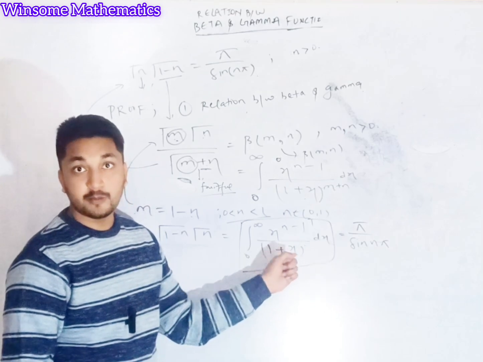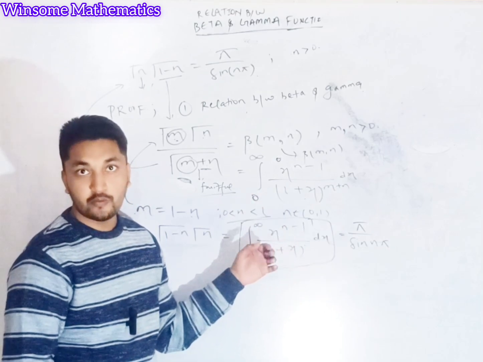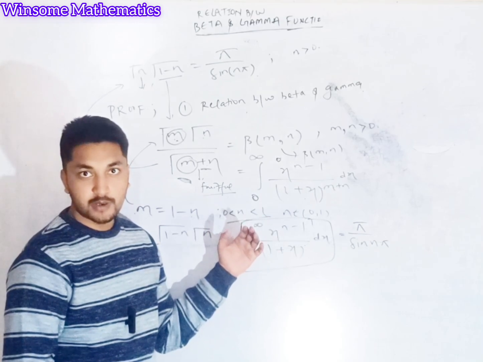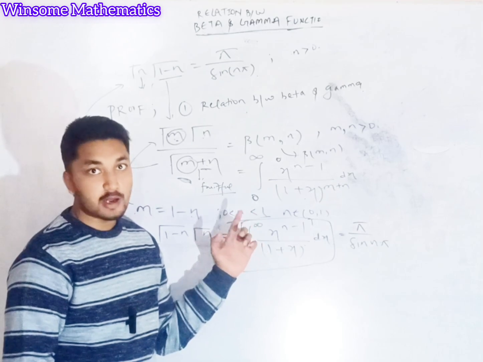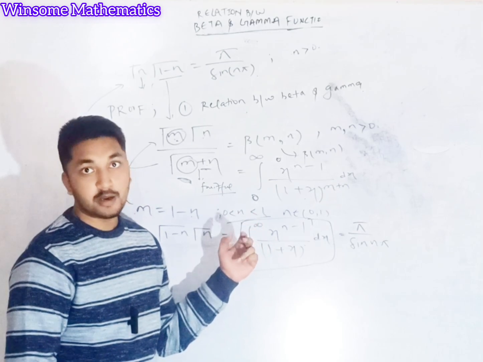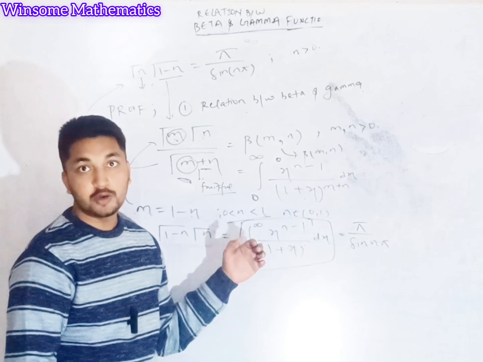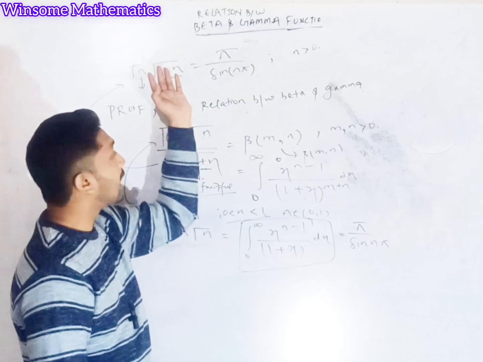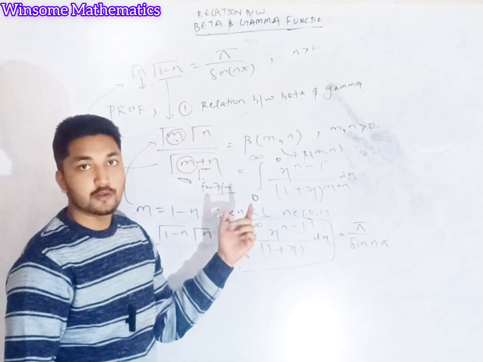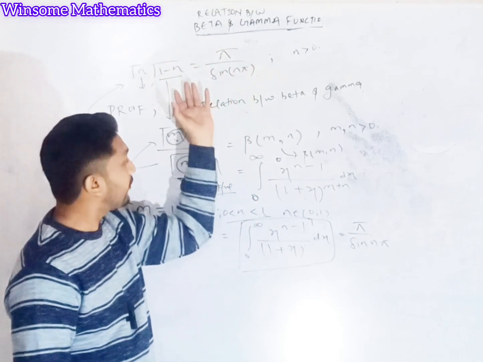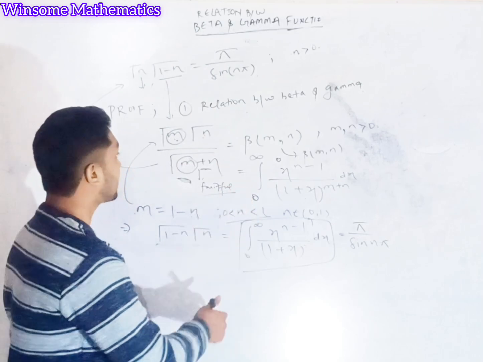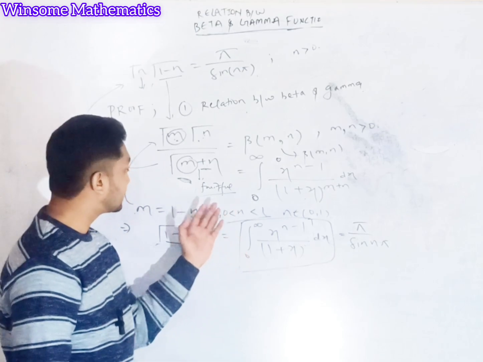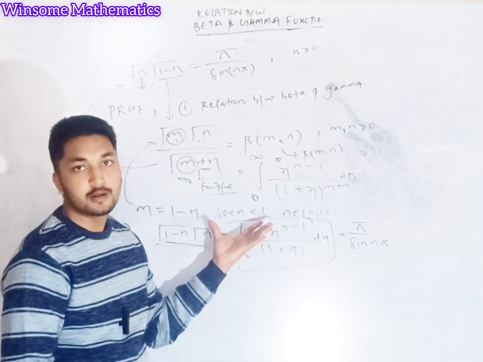So this was all about this proof. Everything was simple. We started with the relation between beta and gamma, then we observed that the relation between beta and gamma contains m and n both. So we need to remove m, because we need to prove gamma n into gamma 1 minus n. So we have to frame this relation in this form. What we have done is substitute m is equal to 1 minus n, simple.